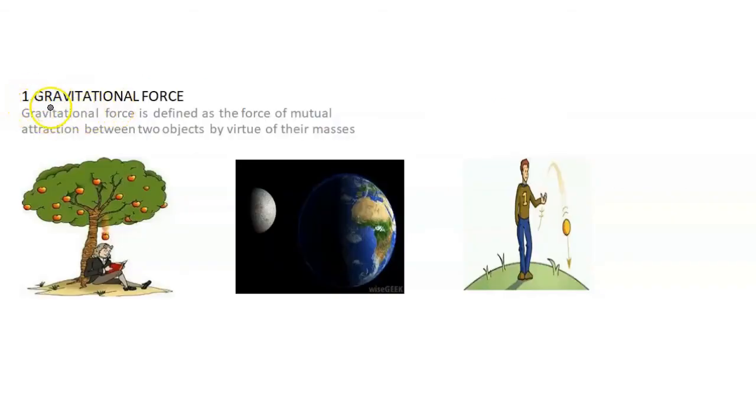The first among the fundamental forces is gravitational force. Initially, when we think of gravitational force, what comes to your mind? Obviously, an apple falling down from the tree, right? Apple has made its own image in the gravitational force concept. And gravitational force is a universal force.